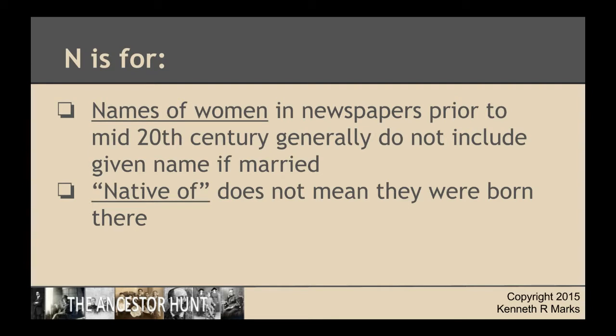In obituaries, you oftentimes see the term native of. For example, John Doe died peacefully in his sleep on October 20th, 1895. He was a native of Denver, Colorado. Well, native of does not mean they were born there. Maybe John Doe lived in Denver his whole life, but maybe he was born in Salem, Oregon. The obituary may not necessarily tell you that, and you should not assume that native of means that they were born there.